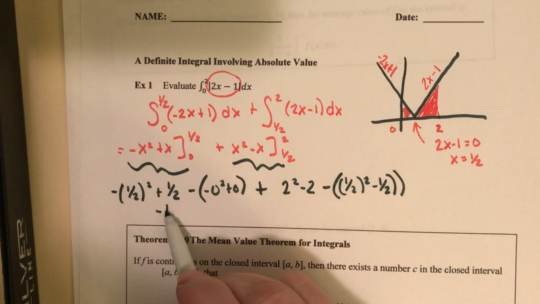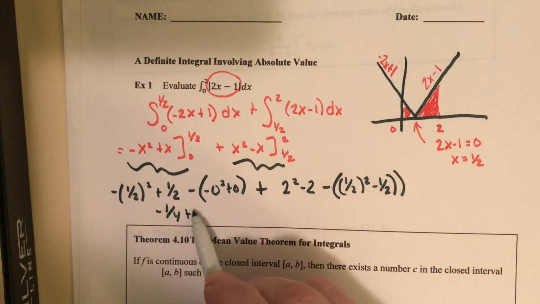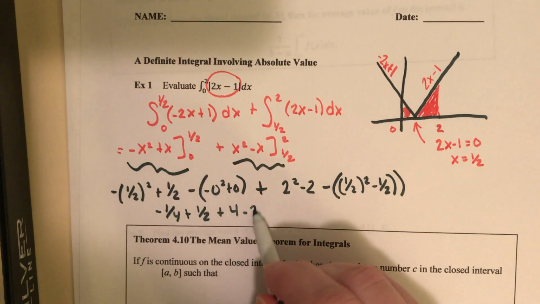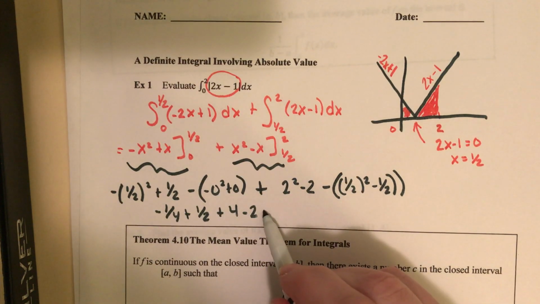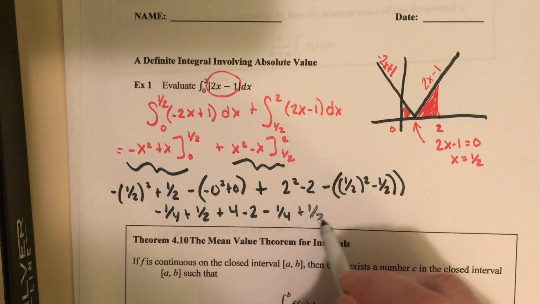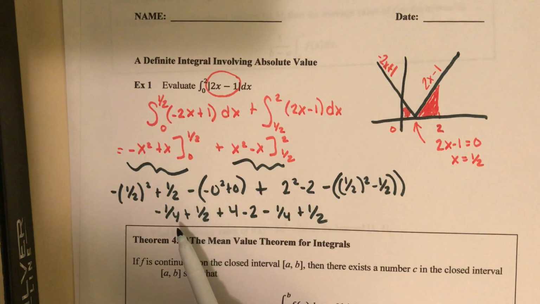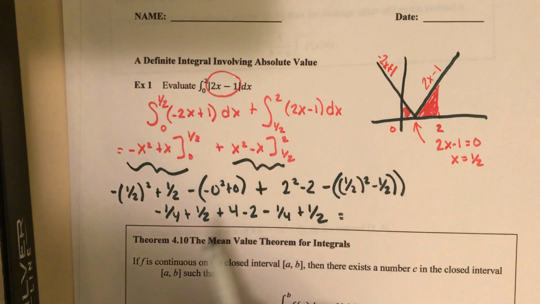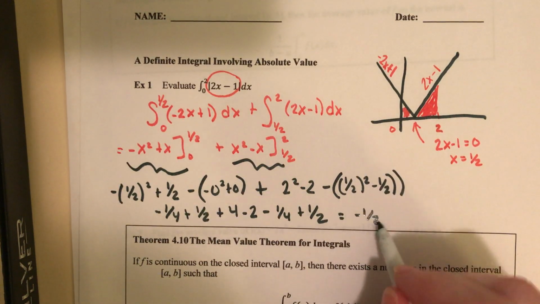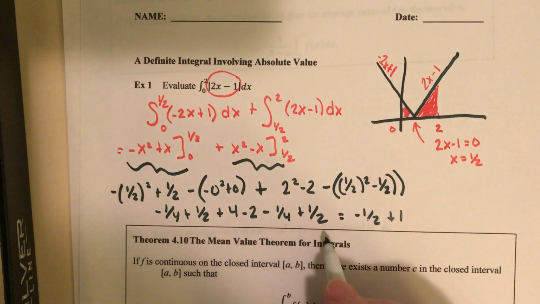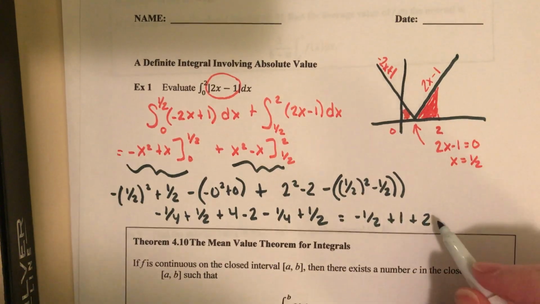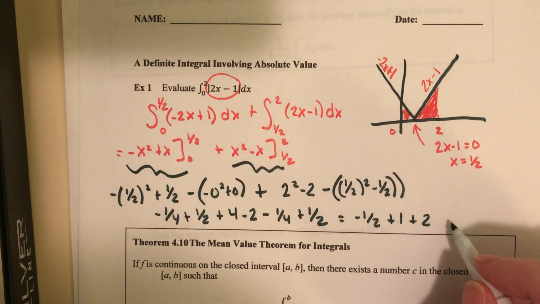So here I have negative 1/4 plus 1/2. That's just going to be 0. So plus 4 minus 2 minus 1/4, and that would be plus 1/2. So that would be negative 1/2 if I combine those negative 1/4, plus 1 if I add the 1/2, plus 2. So 3 minus 1/2, so that would be 2 and 1/2.